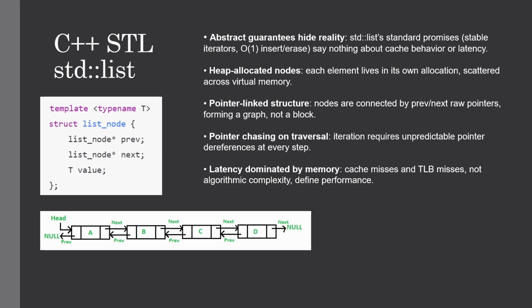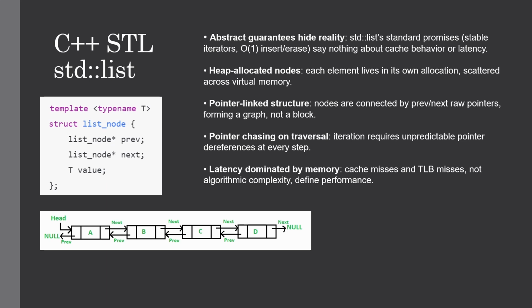Coming to the node structure and the real meaning of what list is at runtime. The standard list is defined abstractly. It is a bidirectional sequence container with stable iterators and constant time insertion and erasure. For low latency systems, however, this definition is almost irrelevant. What matters is not the asymptotic complexity promised by the standard, but the physical structure that it takes in memory.